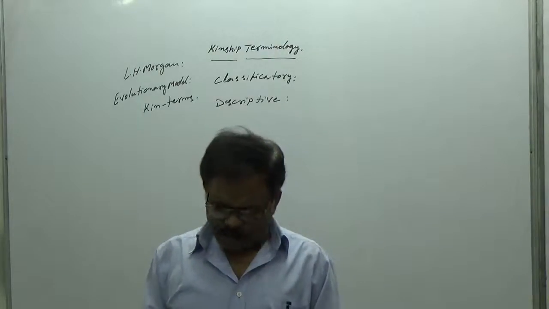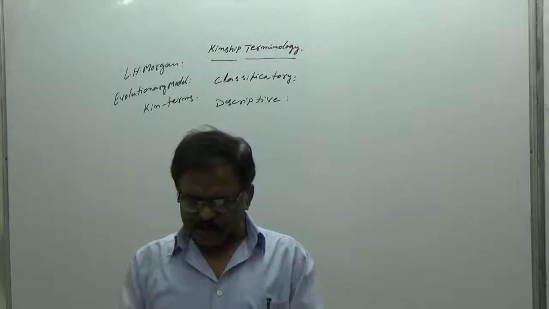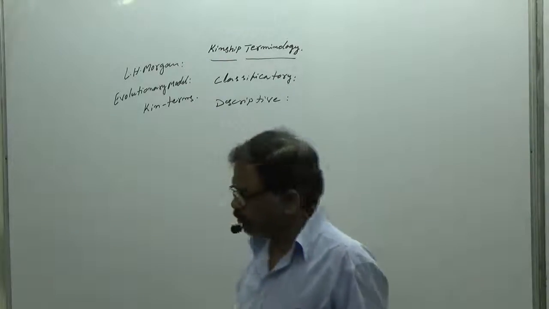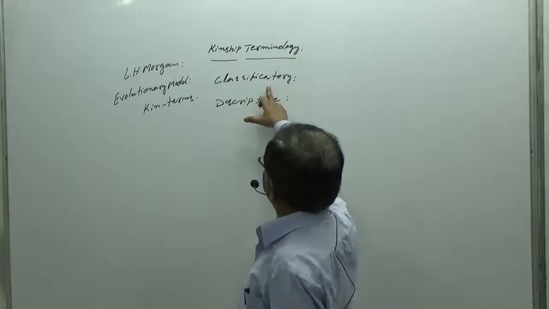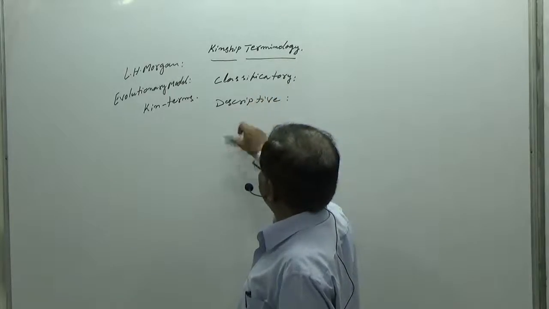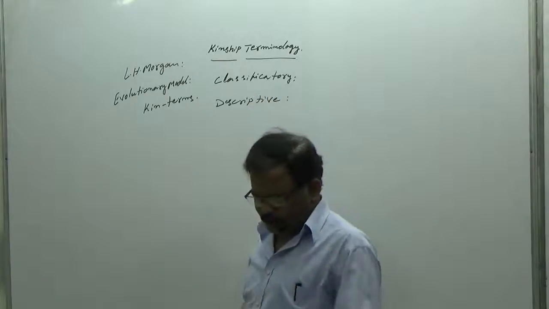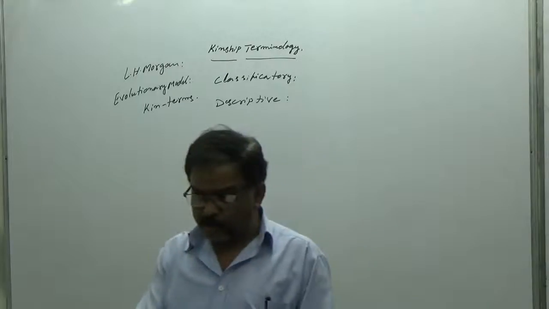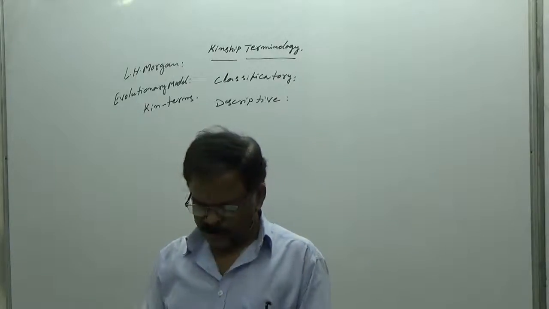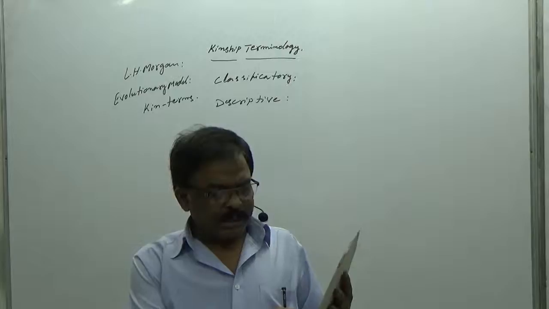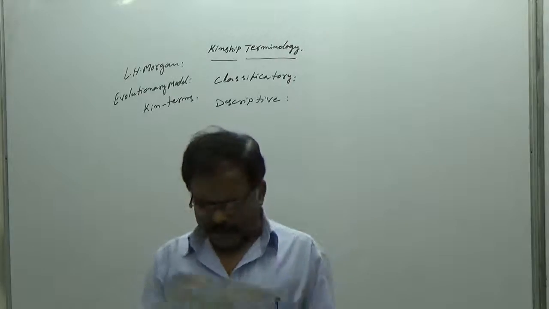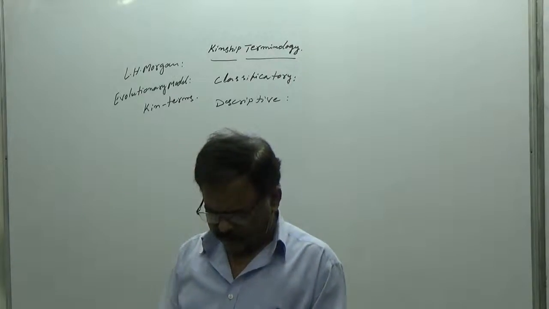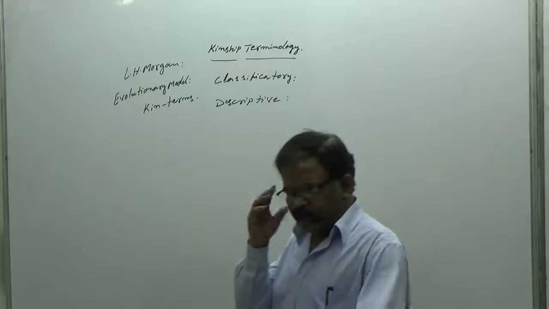See, according to this person, kin terms are classified into two categories first. One is classificatory term, another one is descriptive term. In our syllabus also, only these two terminologies are mentioned. So, kinship terminology: descriptive and classificatory. See, very simple.